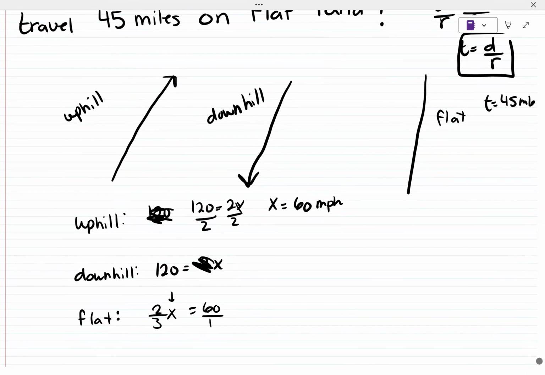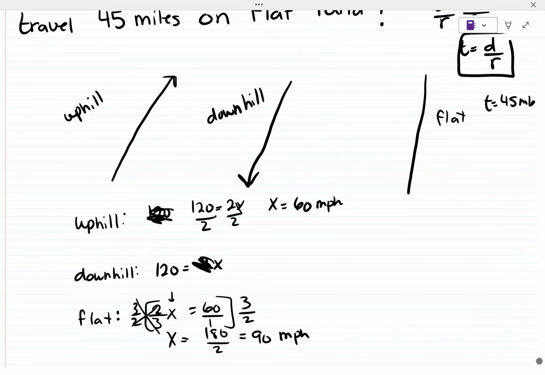And then what I would do next is cross multiply, or we can multiply both sides by the reciprocal of 2/3, which is 3/2. So this cancels. You're left with x equals 60 times 3 over 2, which is 180 over 2, which is 90 mph.